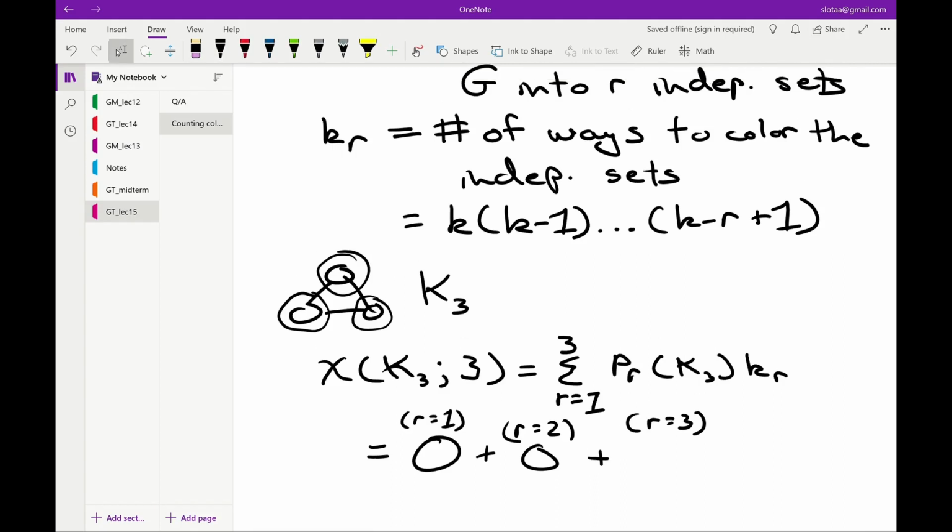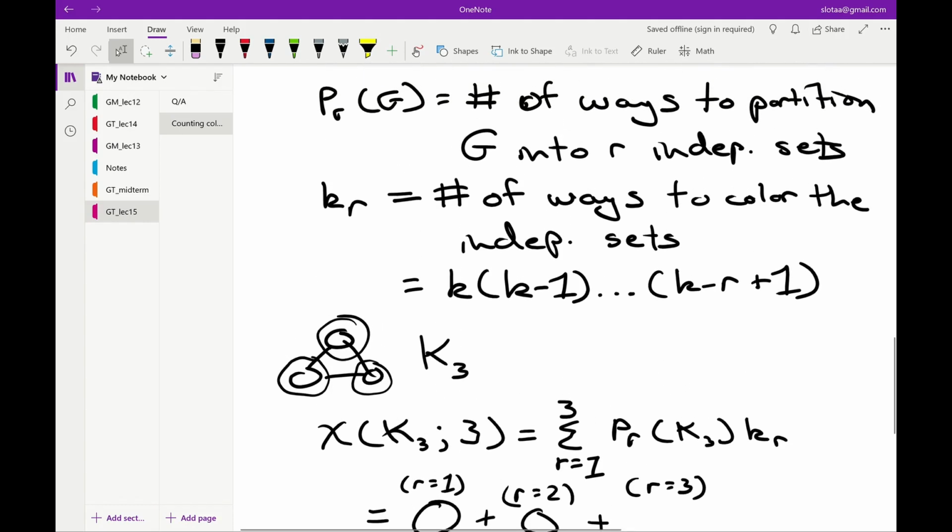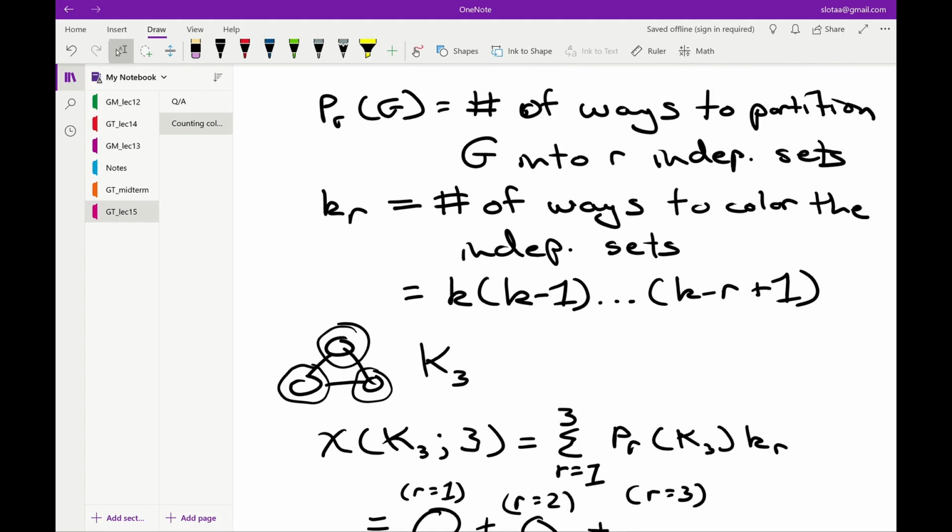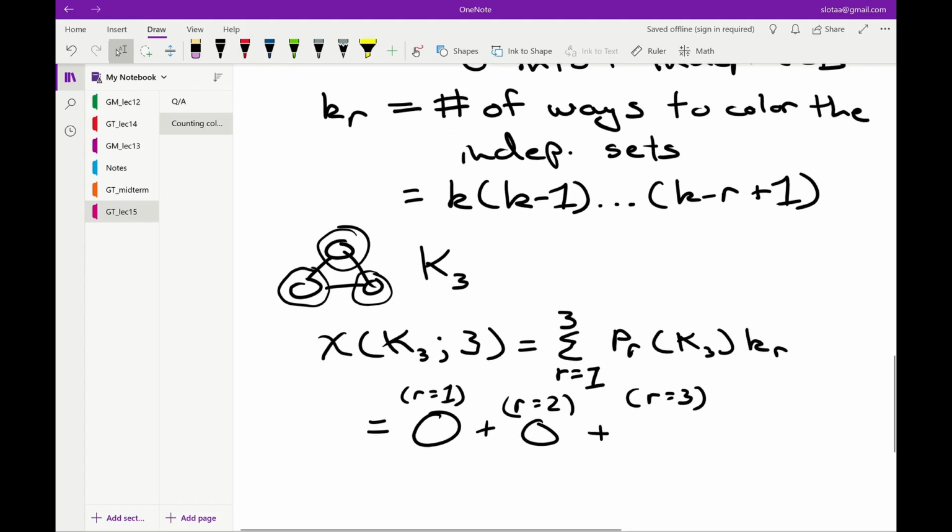But for R equals 3, if we consider specifically this clique, the number of ways to partition K sub 3 into R independent sets, since each vertex is connected to every other vertex in the graph, we're considering 3 independent sets naively. Each vertex goes into its own independent set necessarily. So for that, our P sub R for R equals 3 is just equal to 1.